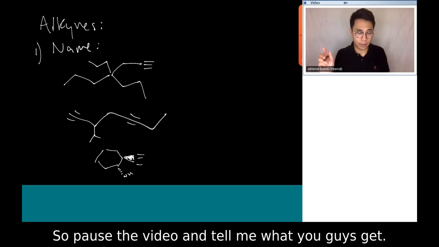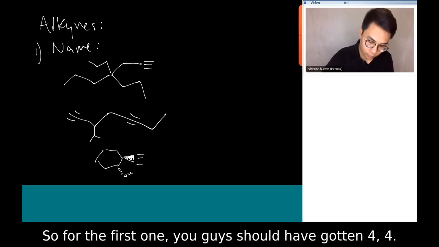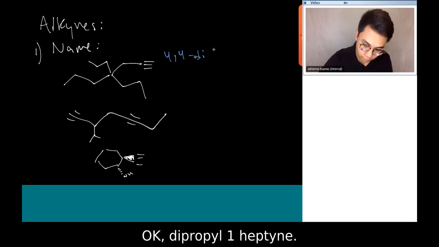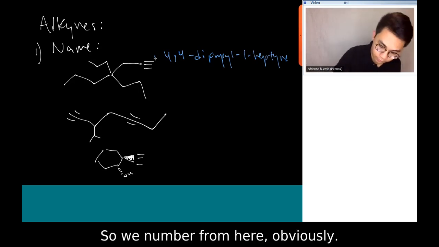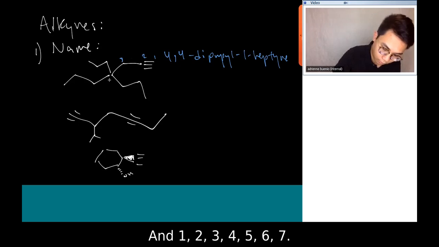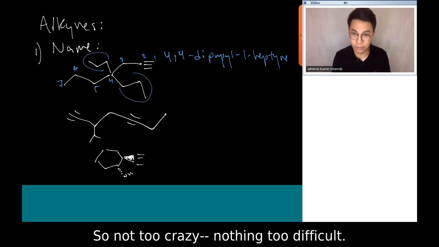Pause the video and tell me what you get. For the first one, you should have gotten 4,4-dipropyl-1-heptyne. We number from here: one, two, three, four, five, six, seven, and these are propyl groups. Not too crazy, nothing too difficult.